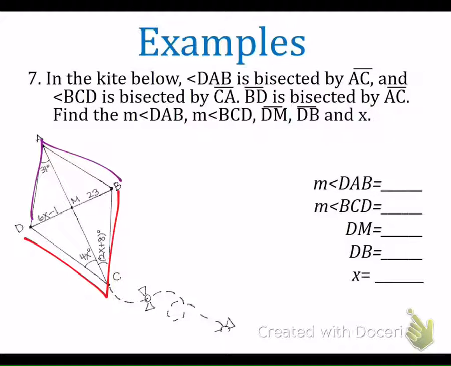All right, so this angle equals this angle from the first bisector. This angle equals this angle from the second bisector. Now they're saying that these two segments are going to be equal because BD is also being bisected. We want to find the measure of angle DAB, the measure of angle BCD, the length of segment DM, and DB and X.